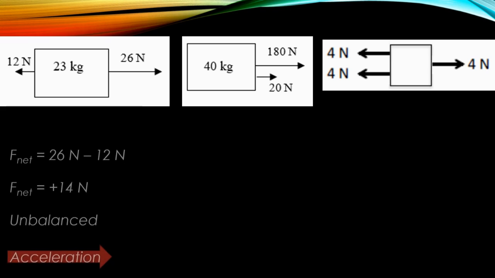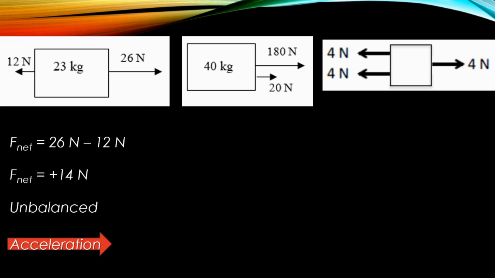So in the first one, we have 26 newtons acting to the right and 12 newtons acting to the left. Remember, right minus left. So we're going to take our 26 minus 12, and that gives us a net force of positive 14 newtons. The forces are unbalanced, so there must be an acceleration. And since the net force is positive, the acceleration must be positive.